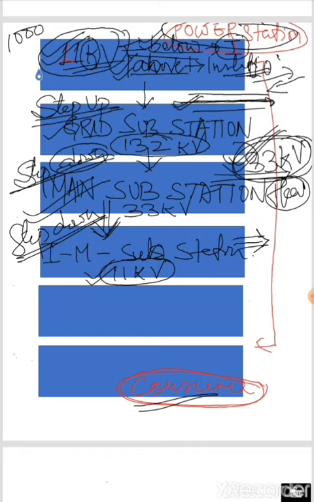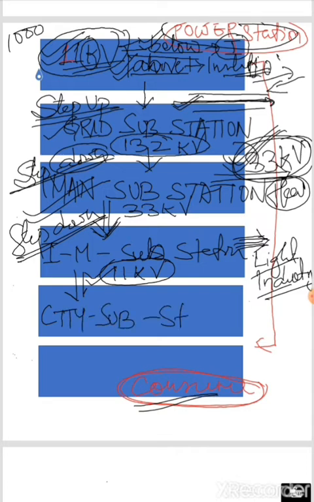One towards the left, right, I'm drawing here. It is for the light industries. So the intermediate substation supplies power to the light industries, and then it goes to the city substation. Now 11 kilovolt is supplied to the light industries.